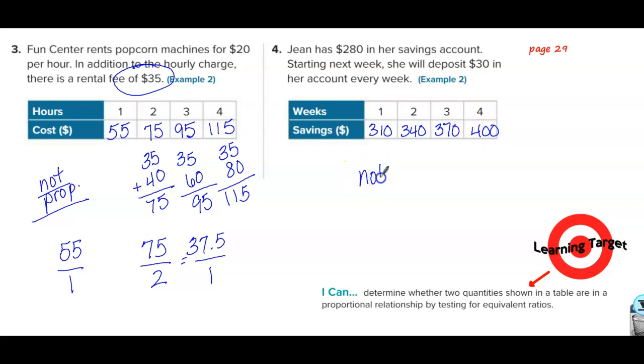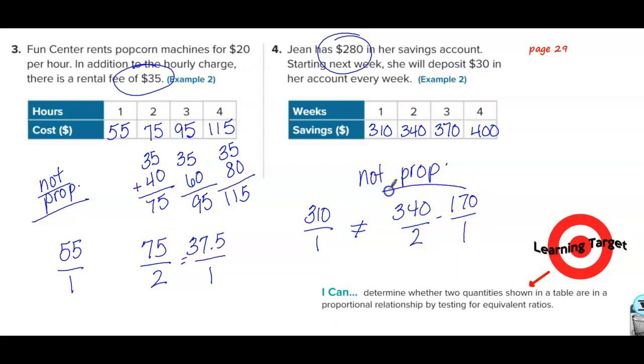This is not proportional, and it's not proportional because she started with the $280, all right? That's going to throw off, you can't reduce this to get this, all right? If I write the first week as a unit rate, it would be $310 in 1 week, and it's not equal to $340 in 2 weeks. Clearly, those are never going to be the same. This would be 170 over 1. Clearly not equal. All right, these two would have to be equal to be proportional, and they're not. So you would say, no, they're not proportional because the ratios are different.